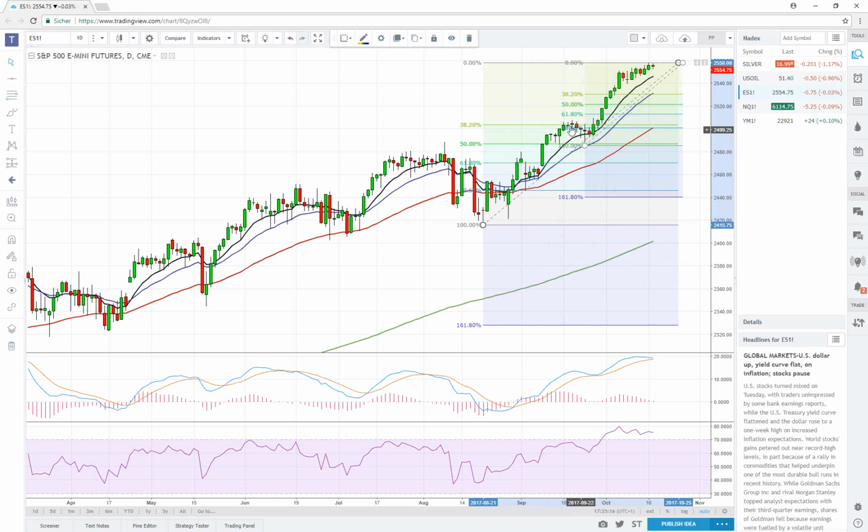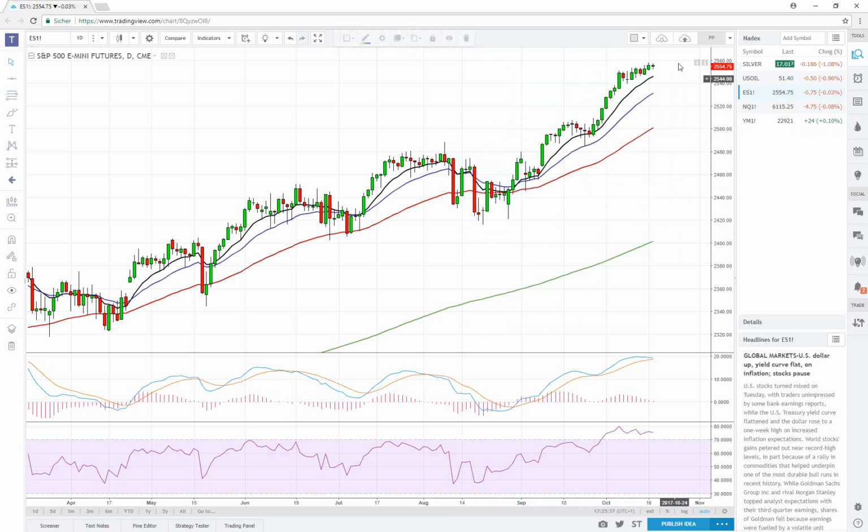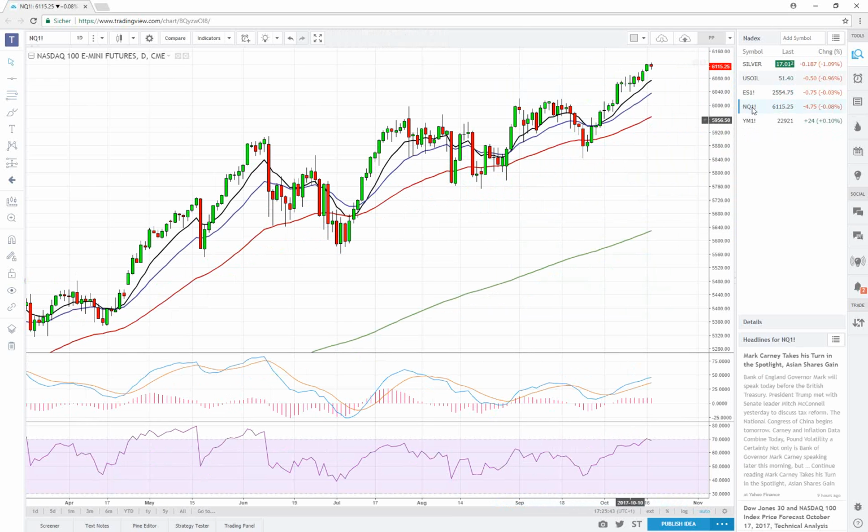Both are not that strong. If I would have gotten a cluster of the 38.2 with the 61.8, I would have preferred that. Much more credible in my eyes, but that's always a technique that I like to use in order to identify potential targets here for pullbacks. Now let's just get rid of those. And that's the S&P 500. Let's have a look at the Nasdaq.